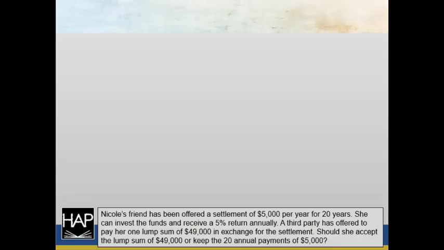To begin solving this problem manually, I'm going to start by putting all the information that I know in a timeline. The timeline is going to go from today, which is year 0, and go up every year. And since my friend has been offered a settlement payment up until the end of 20 years, that will be the end of my timeline. So these are the number of years that we're looking at in the calculations.